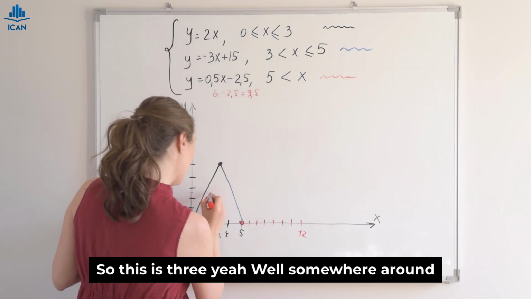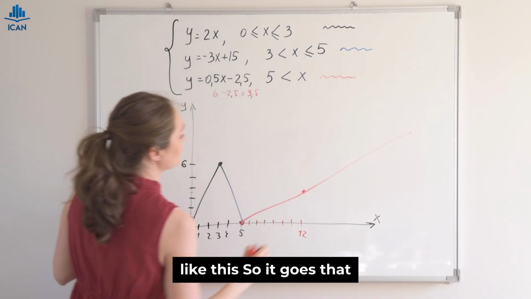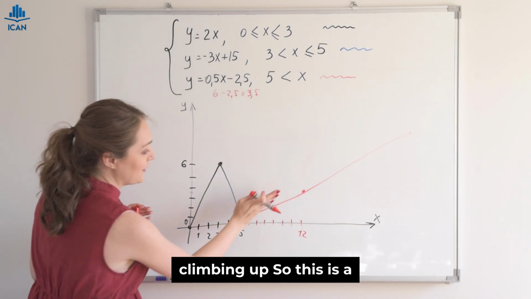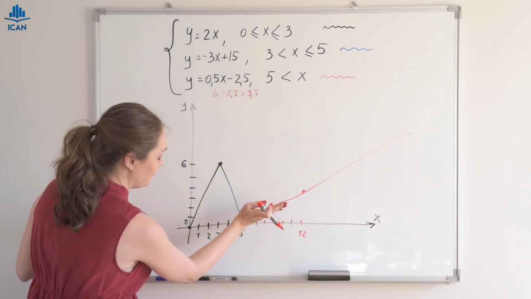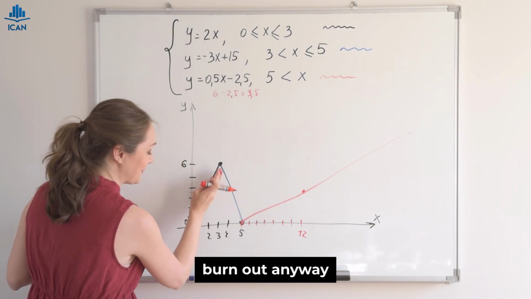So this is 3.5, yeah. Well, somewhere around here. So we draw a parallel like this. So it goes that way. And then I slowly start climbing up. So this is a slope. It's less steep. It's better to do fewer push-ups than more, because otherwise I'd burn out anyway.